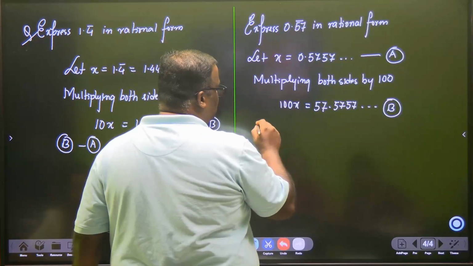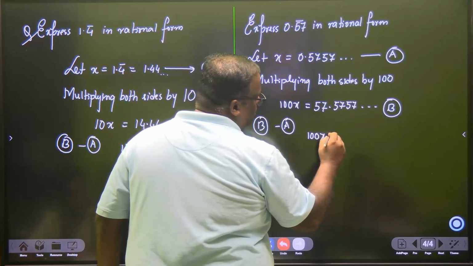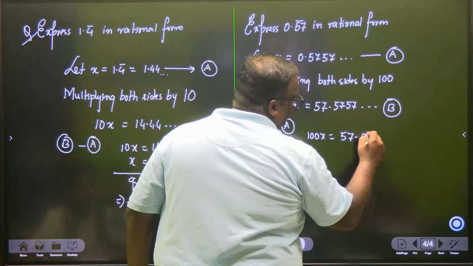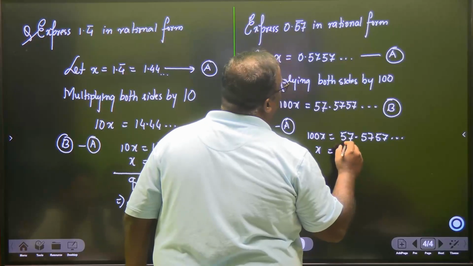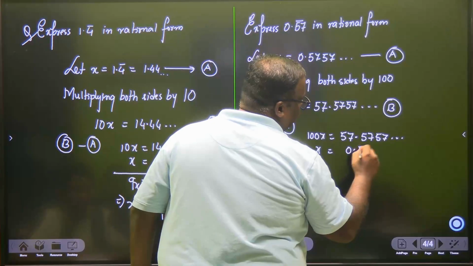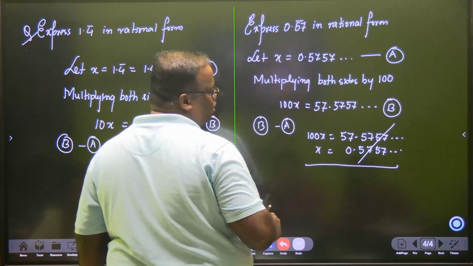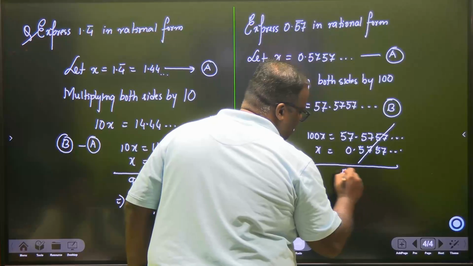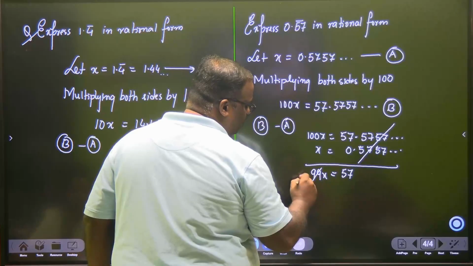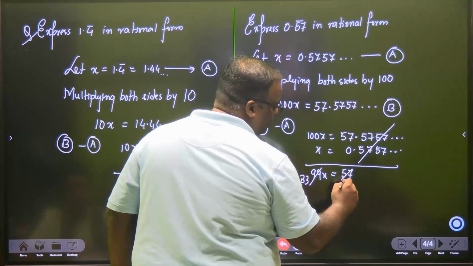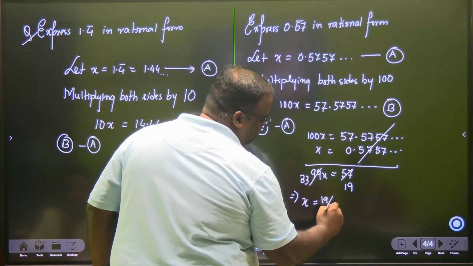Now, bigger minus smaller. B minus A. So we have 100x equal to 57.5757..., and I have x equal to how much? 0.5757... In this operation, this will go away. We'll leave 57 and 99x. Further, I can say that 3 1s are 3, 3 9s are 27. So I can say x is equal to 19 upon 33.